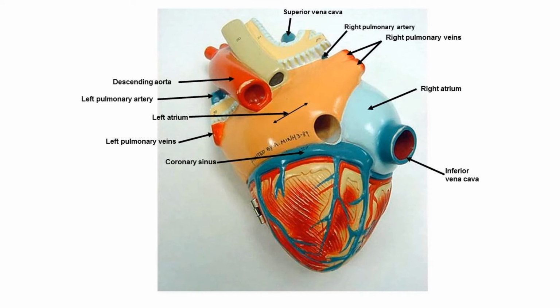Same model, just the posterior perspective. Here are the right pulmonary veins that I told you we couldn't see until we turned the model over. Here's the inferior vena cava dumping into the right atrium. This structure here is the coronary sinus, which dumps the blood, oxygen poor blood, from the heart into the right atrium. On the back side here, we're seeing the posterior interventricular artery and the middle cardiac vein traveling right next to it. That would be these structures right here.